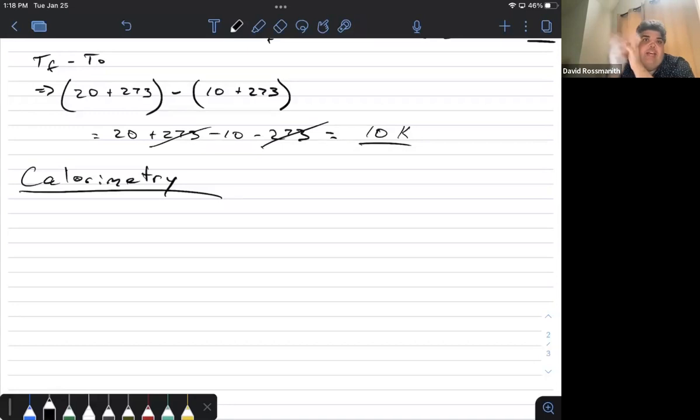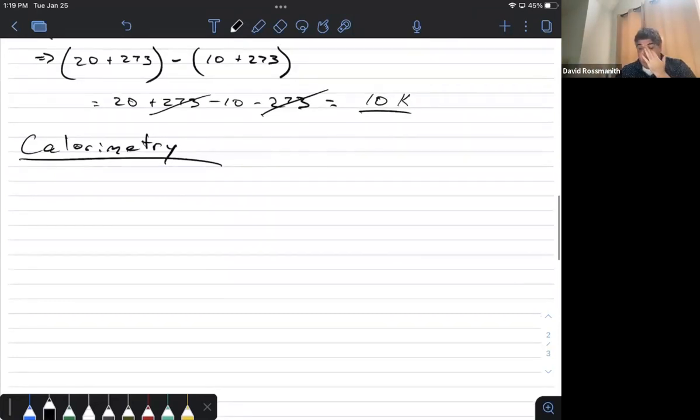Once they're both at 10 degrees, well, this thing can't get any hotter. This thing can't get any colder. They're at the same temperature. There's nothing else they can do. And that's what calorimetry allows us to do. It's an equation or a set of equations, a relationship. If we feed it enough information, it can predict for us what the inevitable end point will be. So, what is the big calorimetry equation?